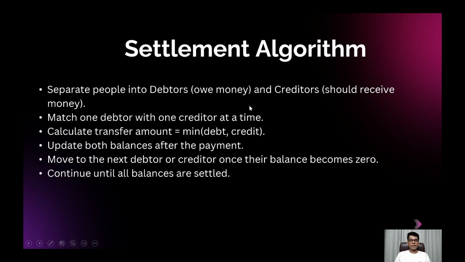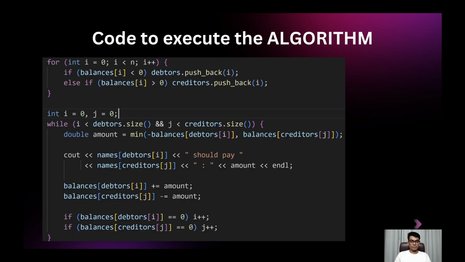First of all, let us understand the settlement algorithm. I will separate people into debtors and creditors. Then I will match one debtor with one creditor at a time and calculate the transfer amount. Transfer amount would be the minimum of the money which the debtor owes and the creditor gets back. Because if the debtor owes 50, however the creditor gets back 100 in total, the debtor won't pay 100. The debtor will only pay 50. That is the minimum of debt and credit. Then I have to update both the balances after the payment. If either balance becomes 0, the person is settled up and I have to move to the next person and continue until all balances are settled up.